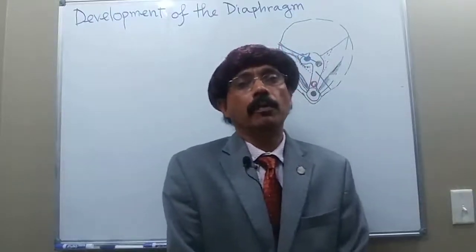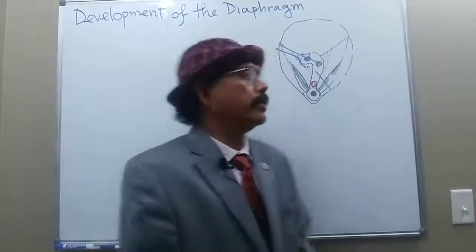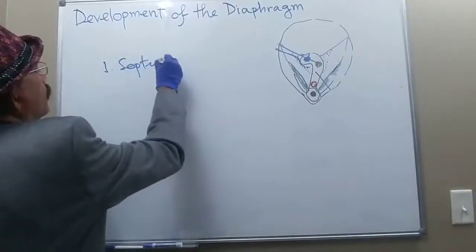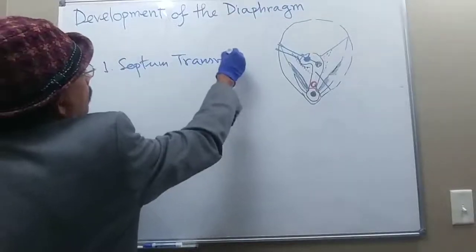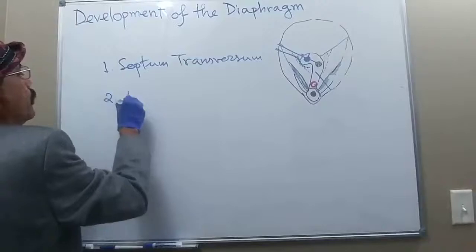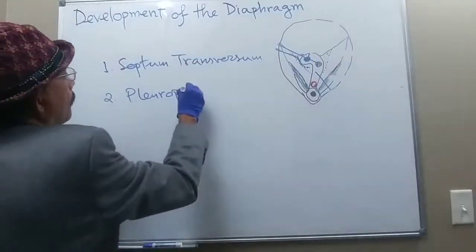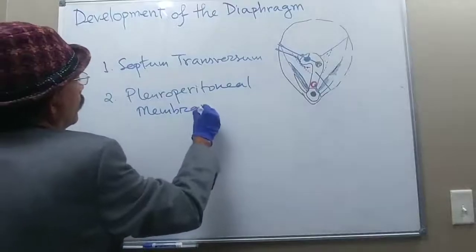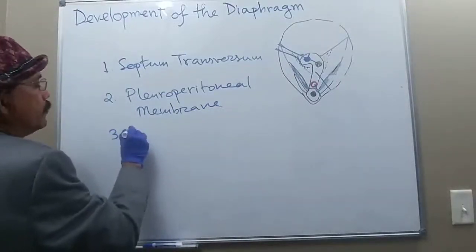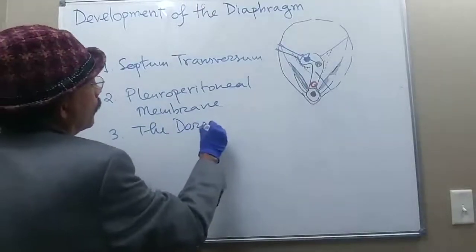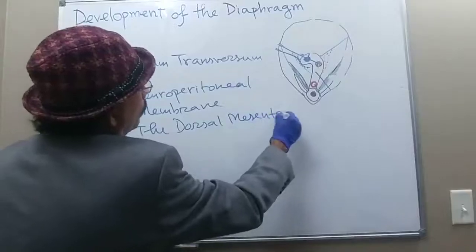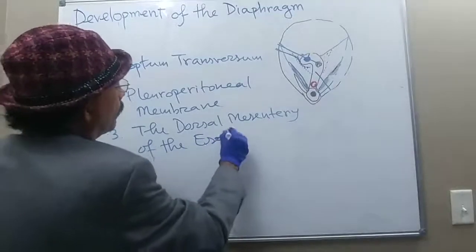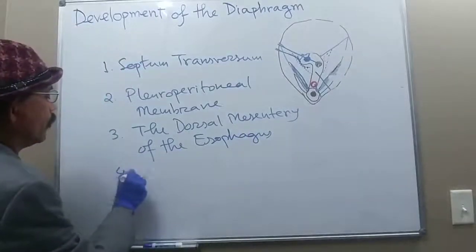Today I will discuss the development of the diaphragm. The diaphragm develops from four components. These are the septum transversum, the pleuroperitoneal membrane, the dorsal mesentery of the esophagus, and the body wall mesenchyme.